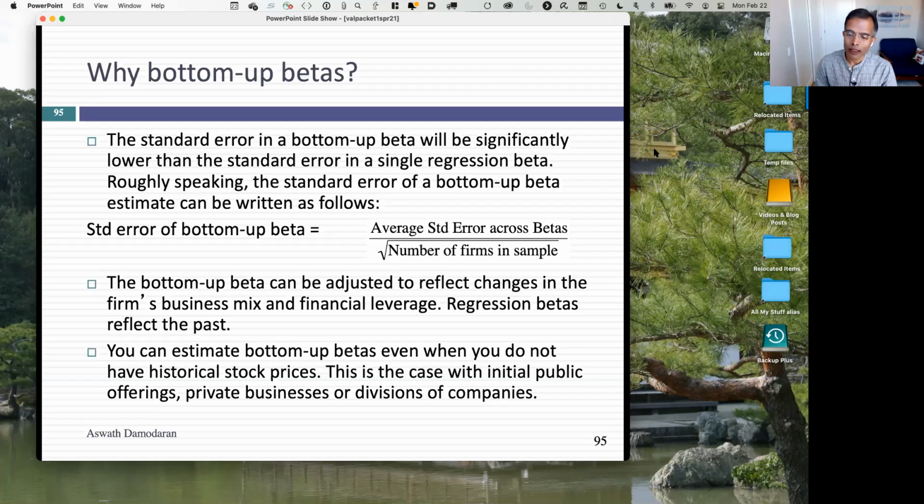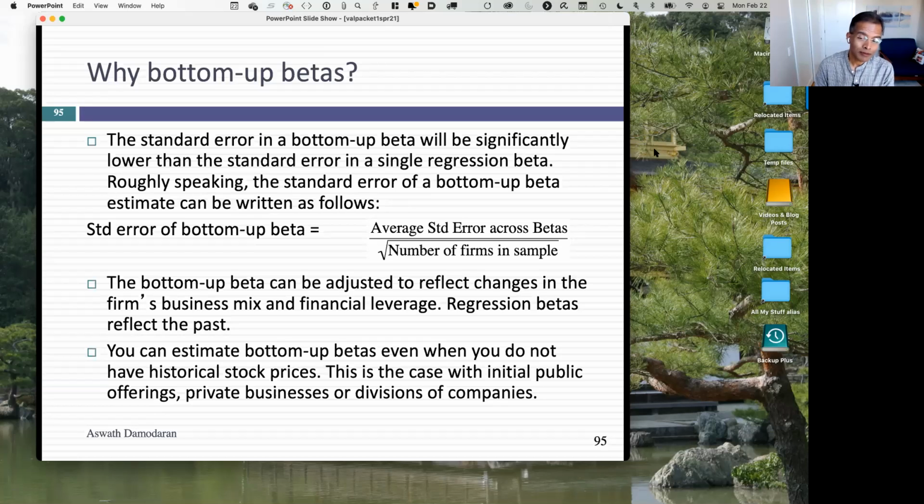It's more precise. It's more dynamic. If GameStop says we're going to stop traditional retailing and become a gaming platform, I might give them a beta closer to a gaming platform beta than a retail beta. I get to choose the parameters. So if you change your story, you change your business, I will change your beta to reflect it.